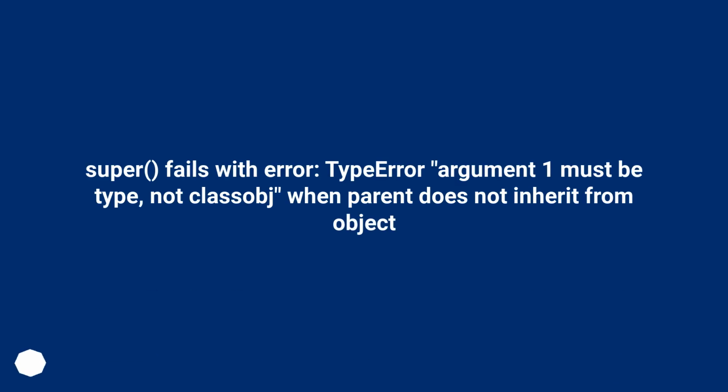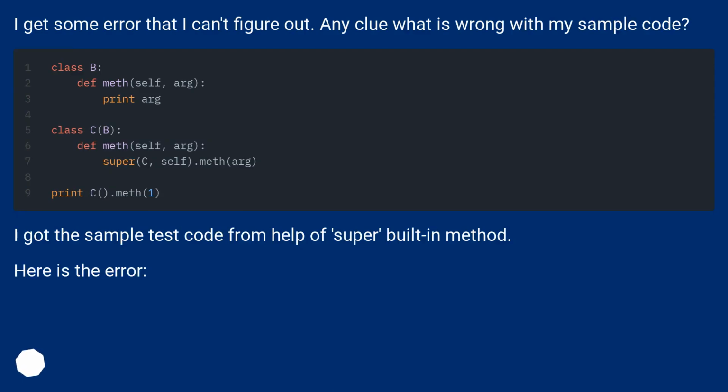Super fails with error: TypeError, argument 1 must be type, not classobj, when the parent does not inherit from object. I get some error that I can't figure out. Any clue what is wrong with my sample code? I got the sample test code from the help of the super built-in method. Here is the error.